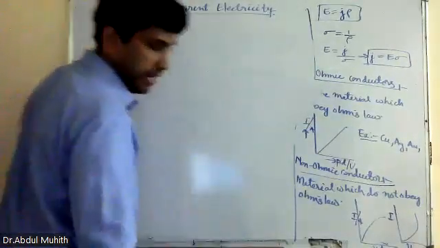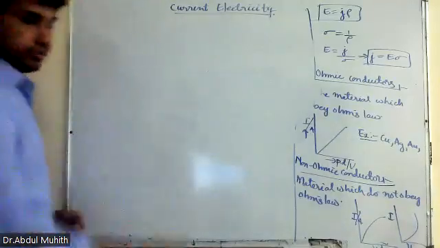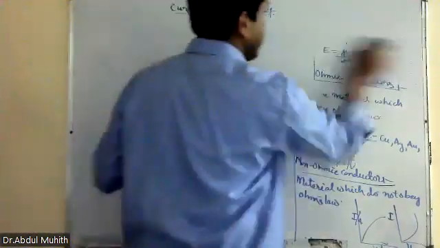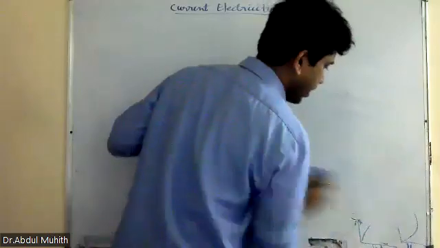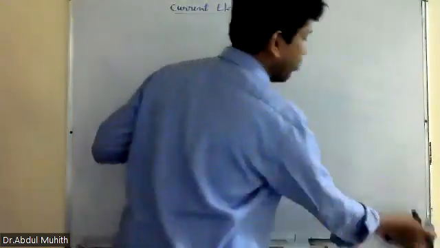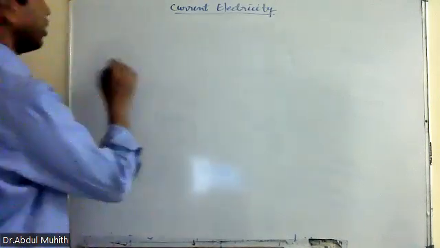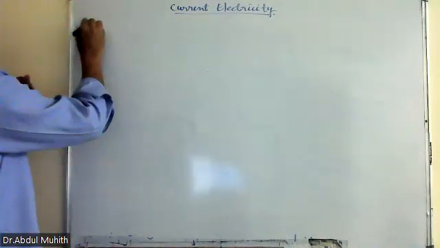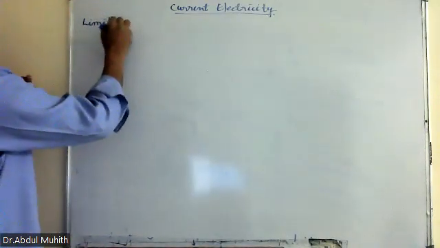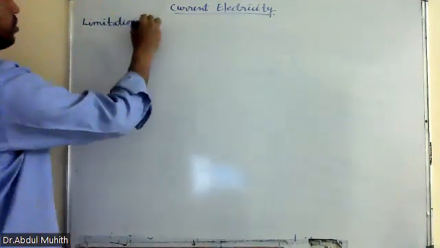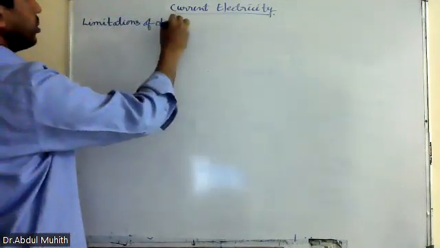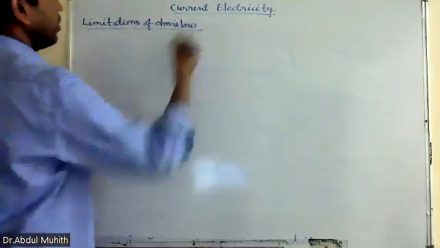Now, the drawbacks, or limitations, of Ohm's law. This came for 3 marks in the 2020 March board paper. So limitation 3. It came for 3 marks. Limitations of Ohm's law.